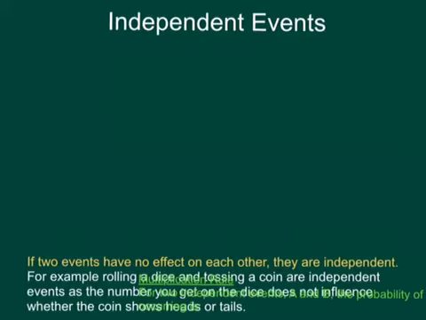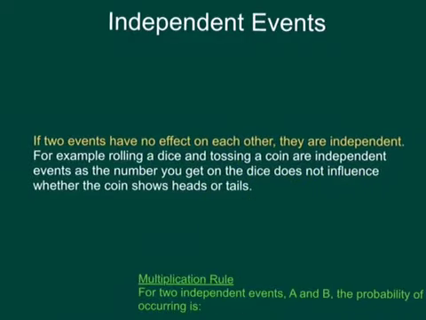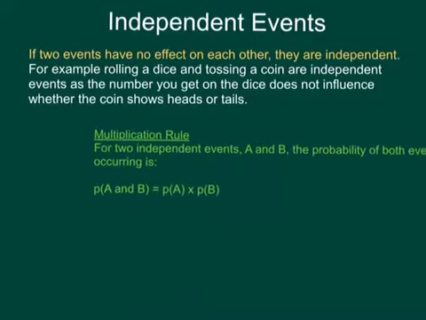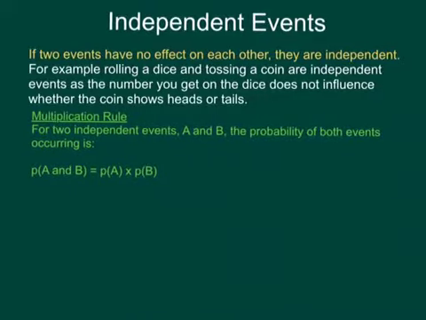So we're now going to look at different types of events. We're going to look at independent events and mutually exclusive events. First of all, independent events. If two events have no effect on each other, they are independent. For example, rolling a dice and tossing a coin are independent events, as the number you get on the dice does not influence whether the coin shows heads or tails. That has implications for something called the multiplication rule. For two independent events, A and B, the probability of both events occurring, the probability of A and B, equals the probability of A times the probability of B.